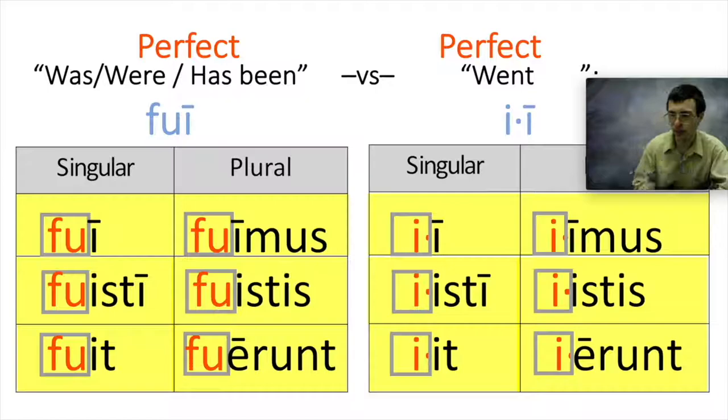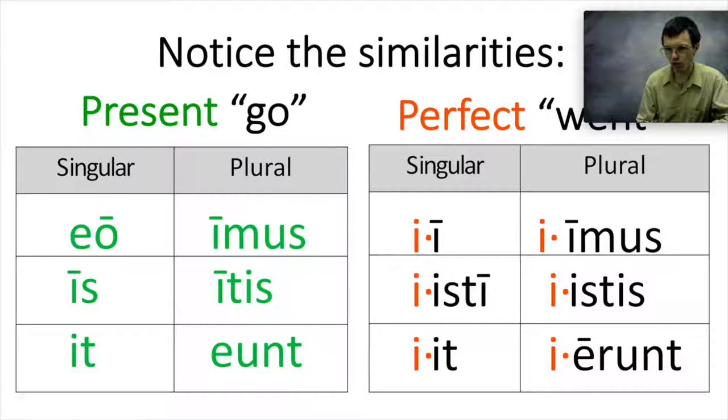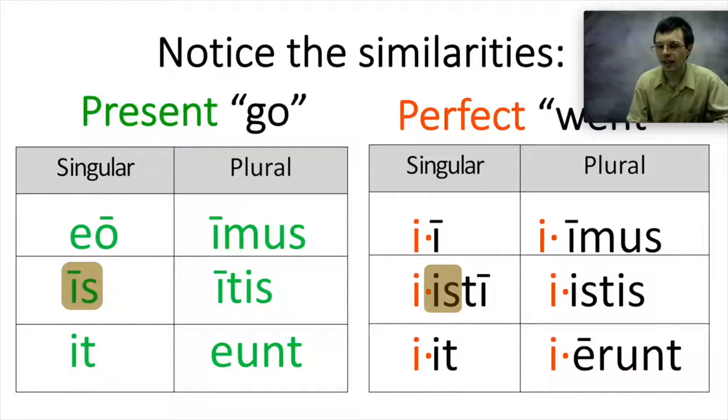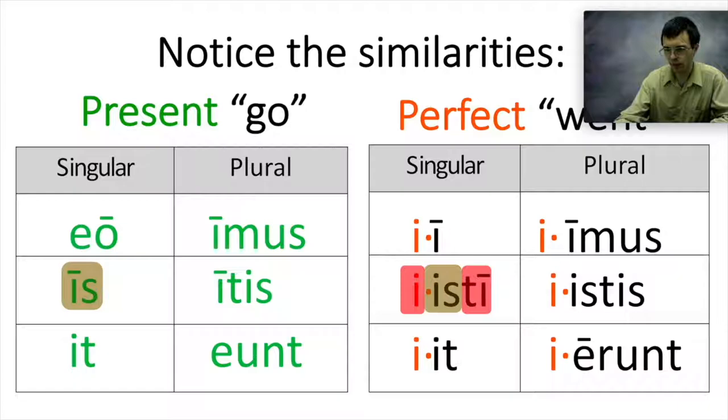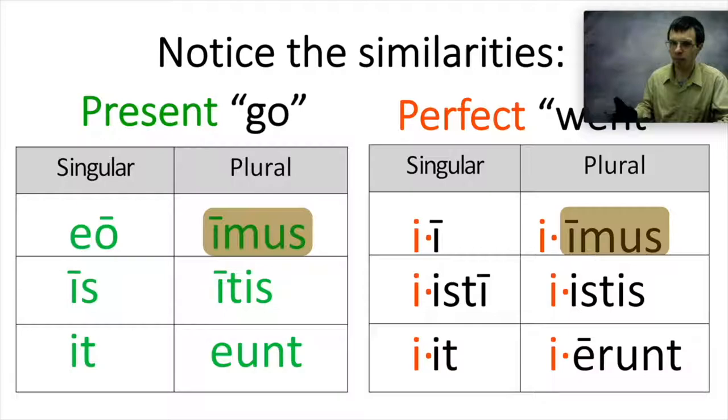Very regular. Now, remember this word go, the present of go? Let's compare it to the perfect of go, which is went. So, is and isti. They're the same in the is, but the perfect has a double I and also a suffix. What else? It and iit. All right, so make sure you can tell the difference between these two. One has an I, and the other one has a double I. So you've got to watch out for how many I's it has, because otherwise you're going to get the tense wrong. So goes versus went. Same with the mus. Imus is in both, but one has iimus.